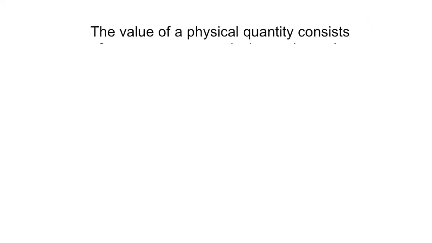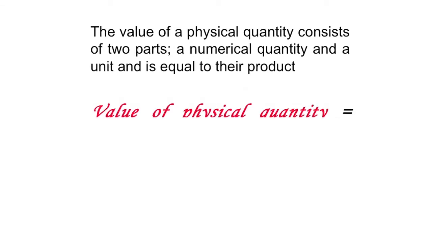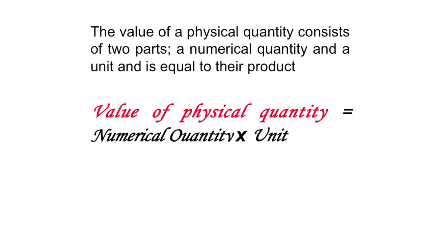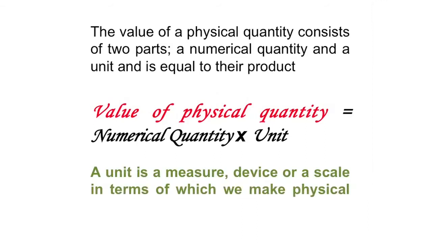The value of a physical quantity consists of two parts, a numerical part and a unit, and is equal to their product. So, if someone asks you the definition or a simple formula for the value of physical quantity, it would be equal to the product of numerical quantity with the unit. So, what is a unit? Unit is a measure, device or a scale in terms of which we make physical measurement.